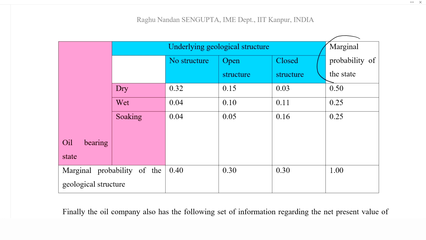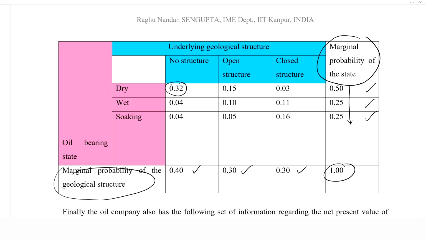So, the marginal probability of the oil bearing states, if you see, were given as 0.5, 0.25, 0.25, and marginal probabilities for the geological structure were given as 0.4, 0.3, 0.3. Interestingly, the sum of 0.5, 0.25, 0.25 is 1, and the sum of 0.4, 0.3, 0.3 is 1. Also interestingly, the values given here, like for example 0.32, what does it mean?